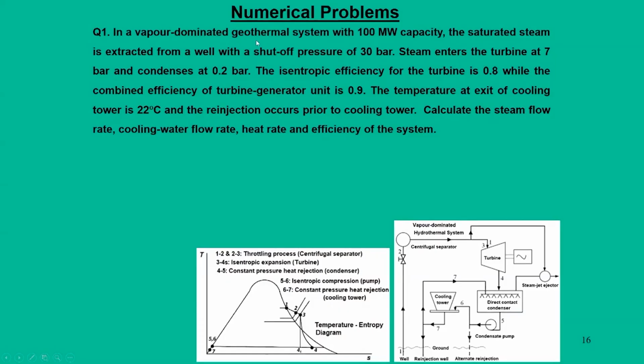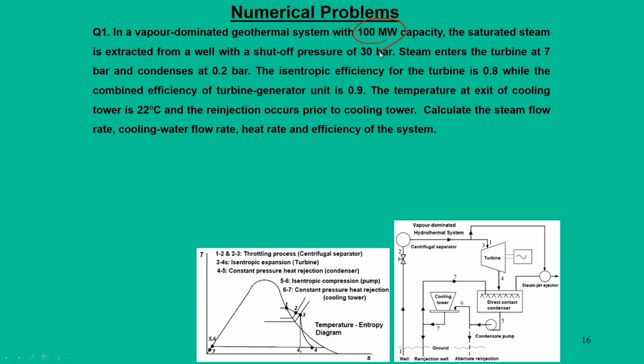So, for the first problem, let us understand that it is a vapor dominated geothermal system with a capacity of 100 megawatt. Saturated steam is extracted from the well with a shut-off pressure of 30 bar.